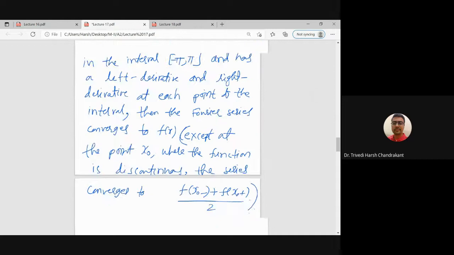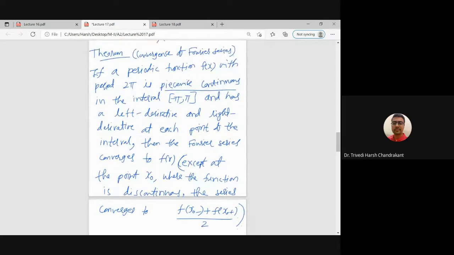So what this result says is that if f is a 2 pi periodic function, continuous over the interval minus pi to pi, and at point x naught the left and right derivatives exist, actually this requirement is for each point, then the Fourier series converges at the point x naught and it converges to f of x naught. But if at x naught the function is discontinuous, then the Fourier series converges to the average value.